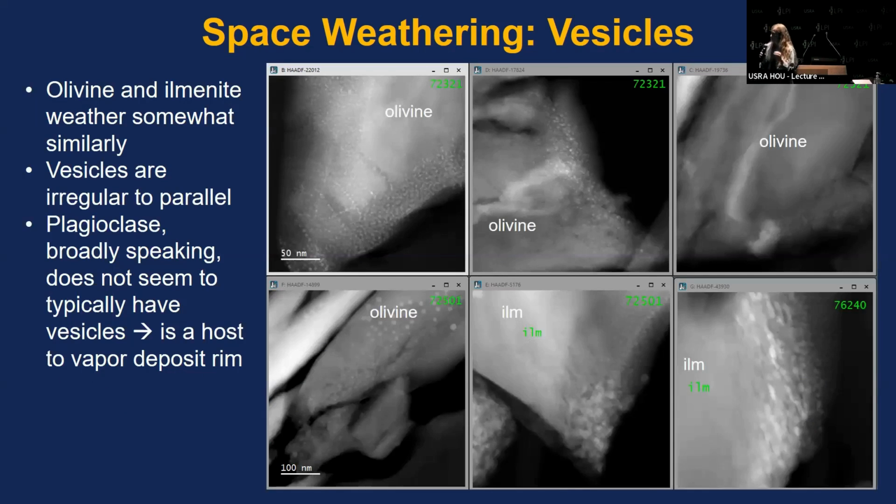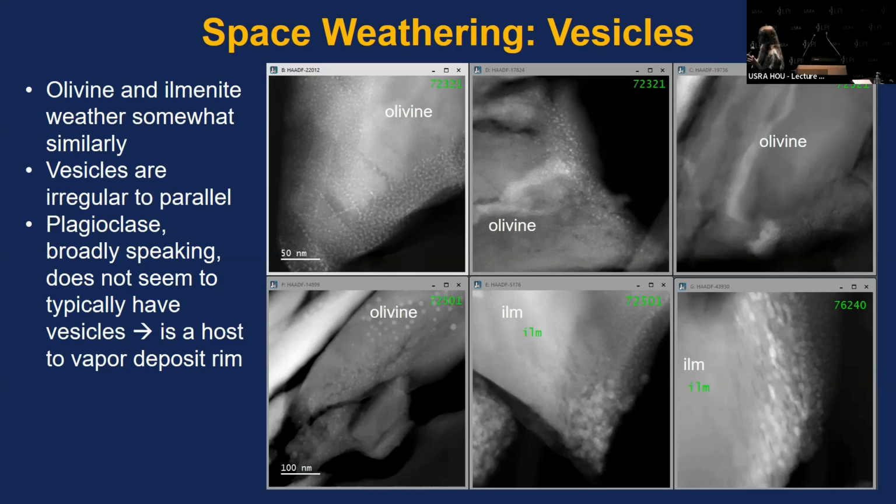In terms of vesicles and minerals, as I mentioned earlier, plagioclase doesn't really seem to form vesicles very often, but we do see them frequently, or at least I see them frequently, in olivine and ilmenite. And these two minerals weather rather similarly, at least from a textural perspective. They have very irregular, fracture-like, broken, sometimes linear vesicles, so to speak.